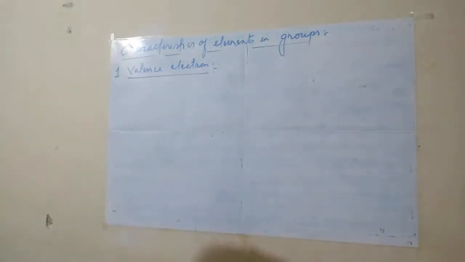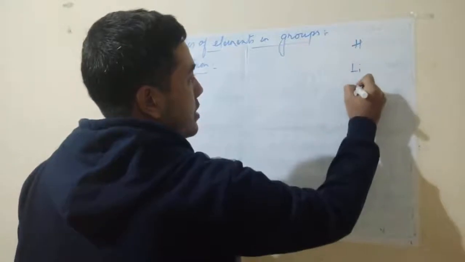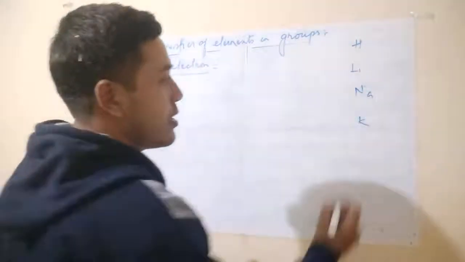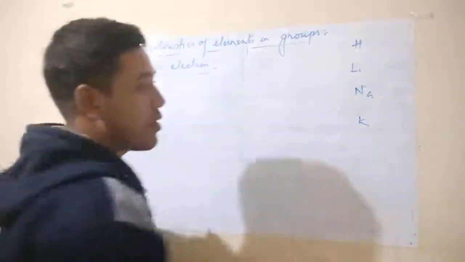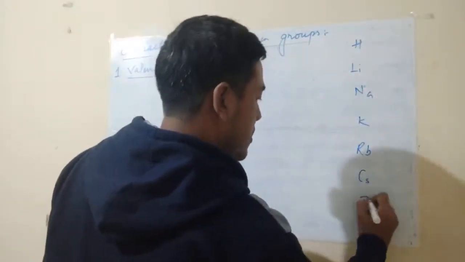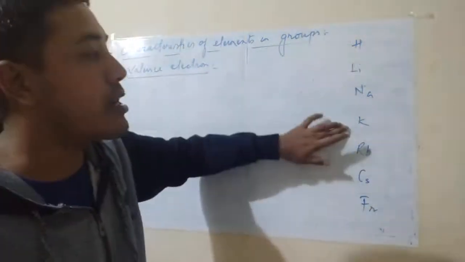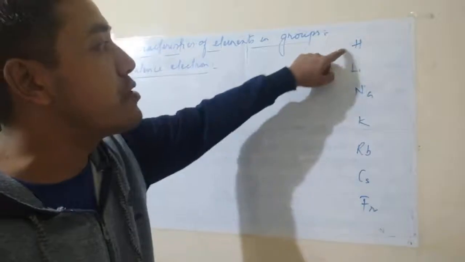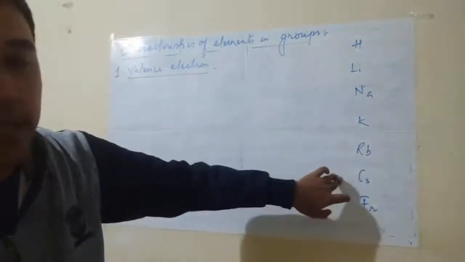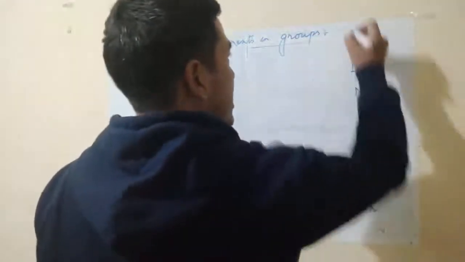Say in group number 1, look here, I will write group number 1. Hydrogen, lithium, sodium, potassium, rubidium, cesium, and francium. Okay, they all have valence electron 1.